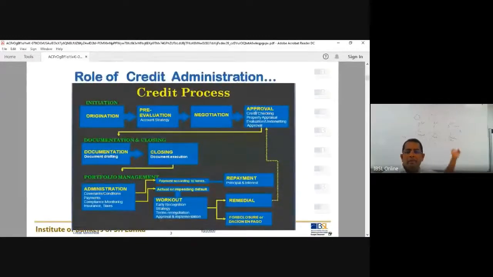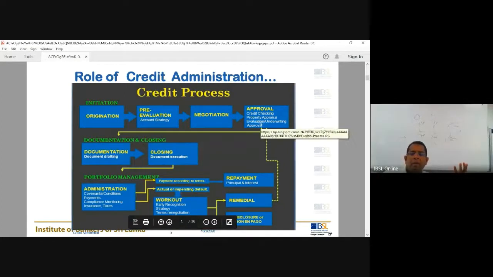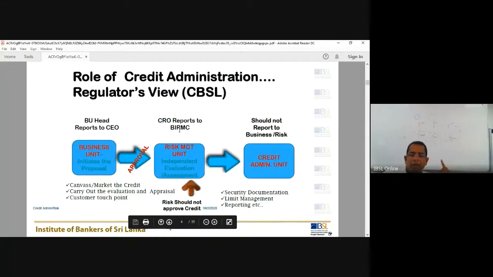This is the first thing I showed you: initiation, originate the loan, evaluate, negotiate, approve. Then comes the third one: documentation, closing, that means signing the documentation and getting the commitment. Then comes the covenant, condition, payment, compliance monitoring, all those things. Then payments accordingly, then it goes and is repaid. If not, you have to work out early settlement strategies, reschedulements, and those things. That is remedial management, and go back and come back again, right?